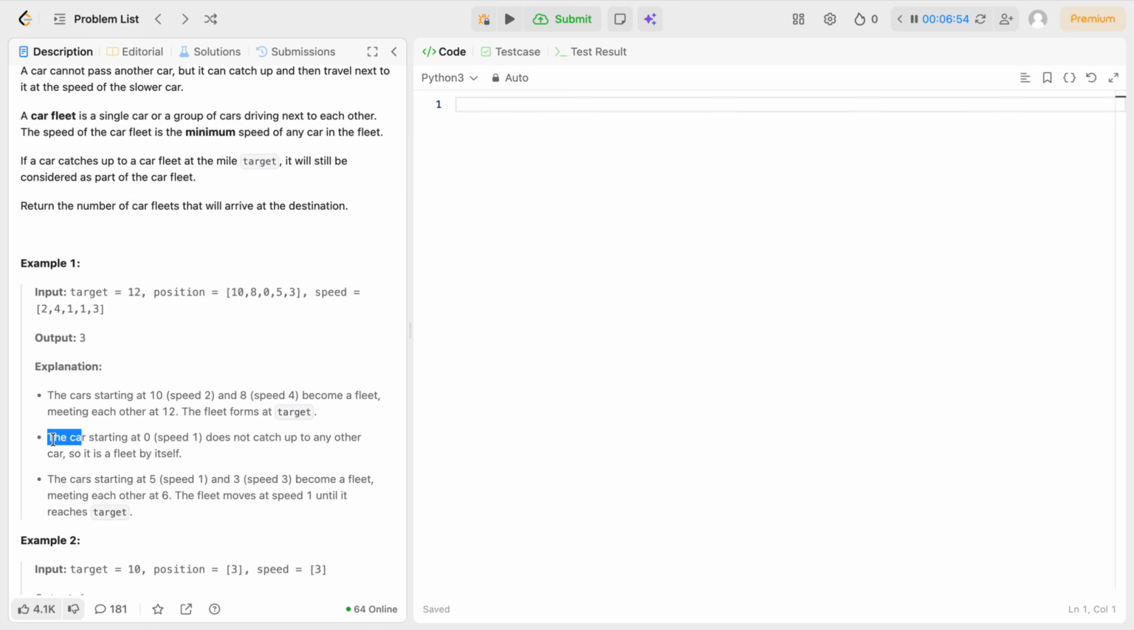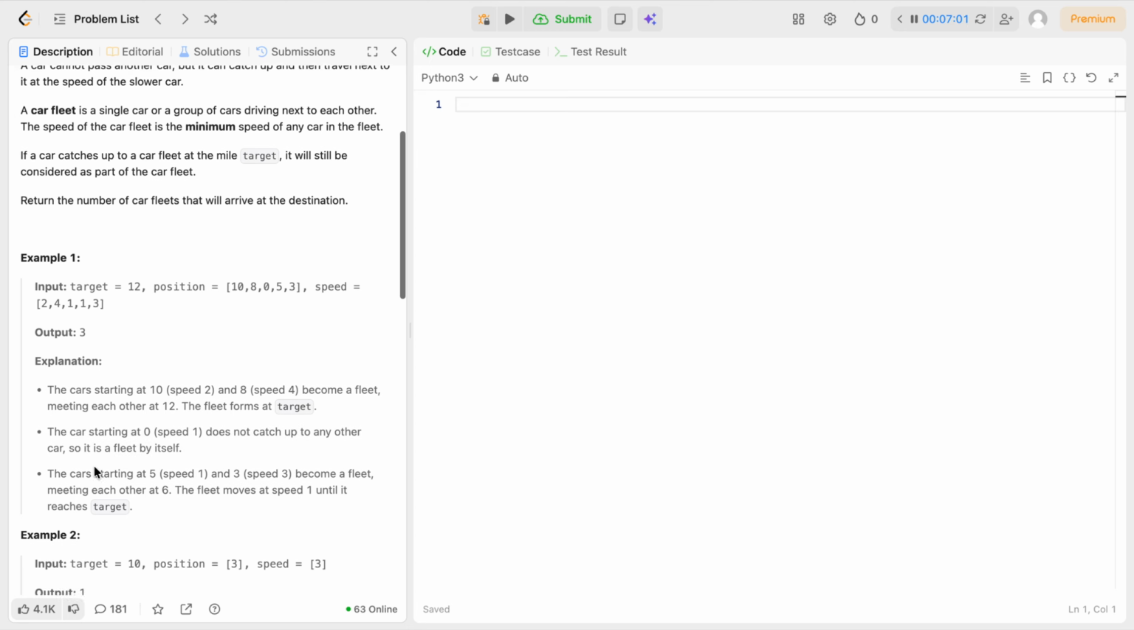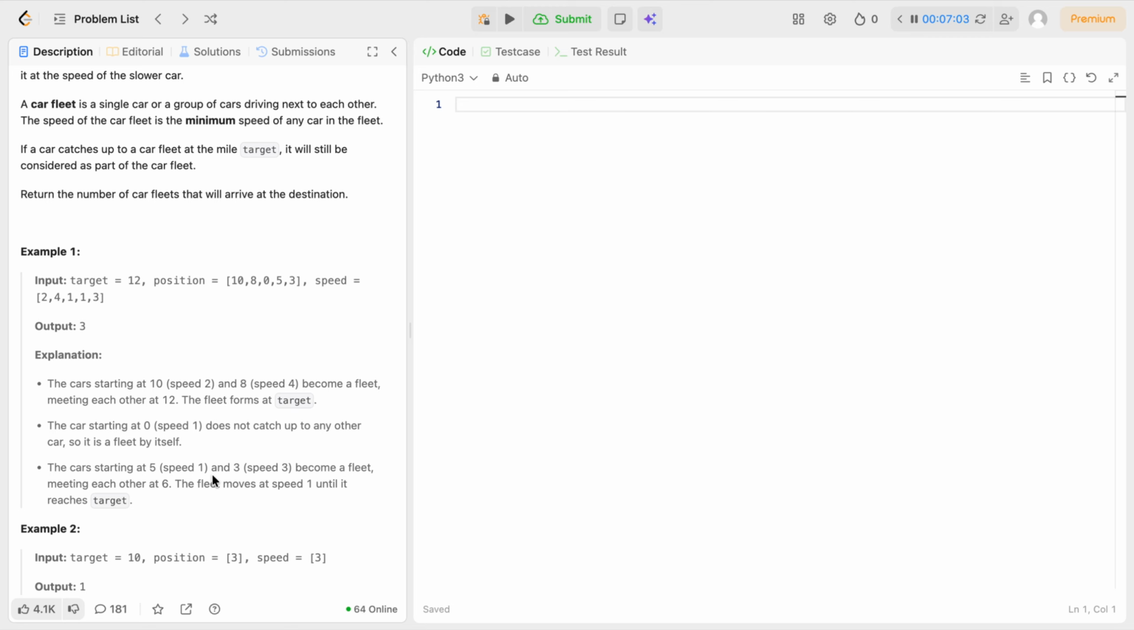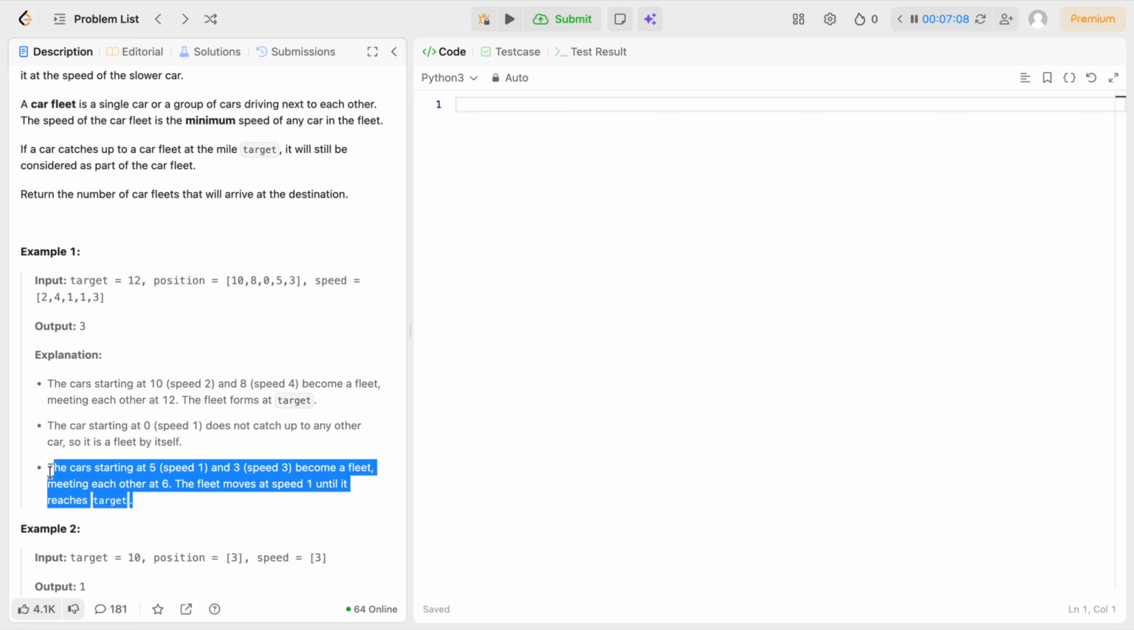So that's one fleet. The car starting at 0, speed 1, does not catch up to any other car, so it is a fleet by itself. The cars starting at 5, speed 1, and 3, speed 3 become a fleet, meeting each other at 6. The fleet moves at speed 1 until it reaches the target.